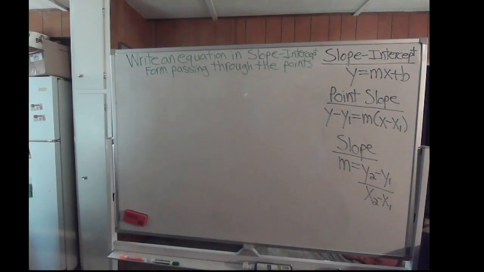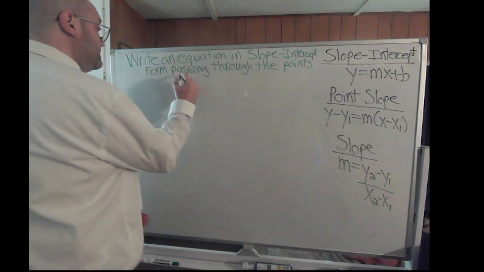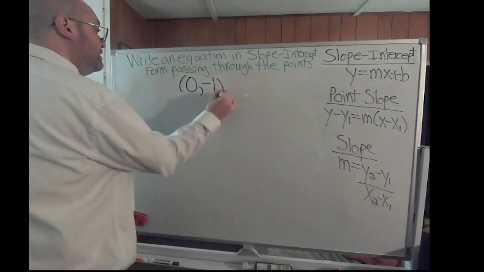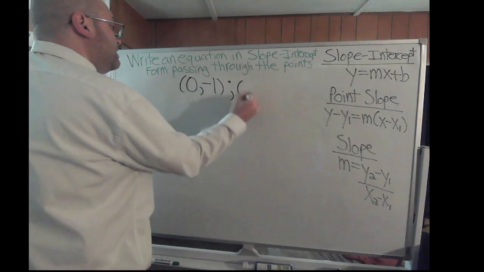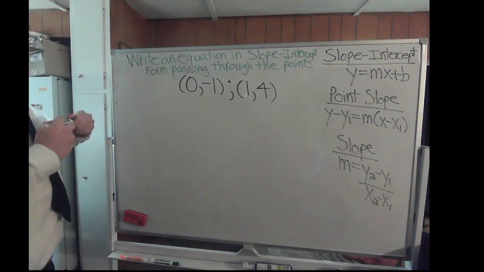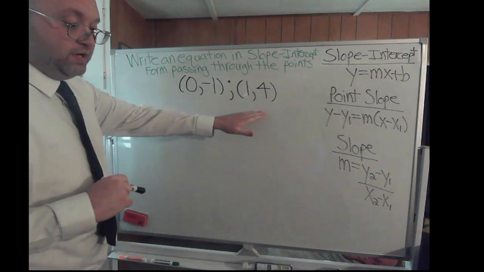And we should only have 4 more. Alright. 0, negative 1, and then 1, 4. So the line passes through the points 0, negative 1, and 1, 4.